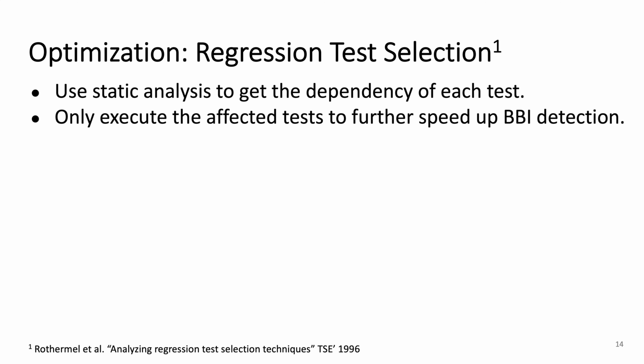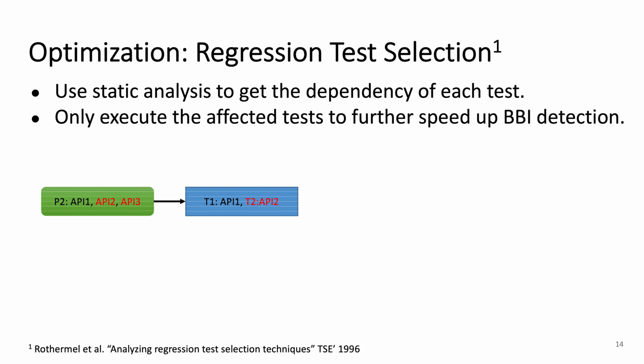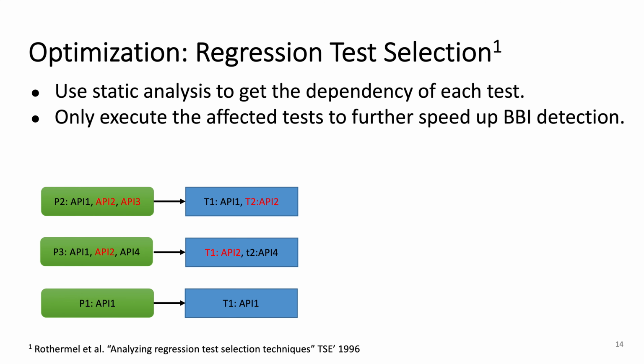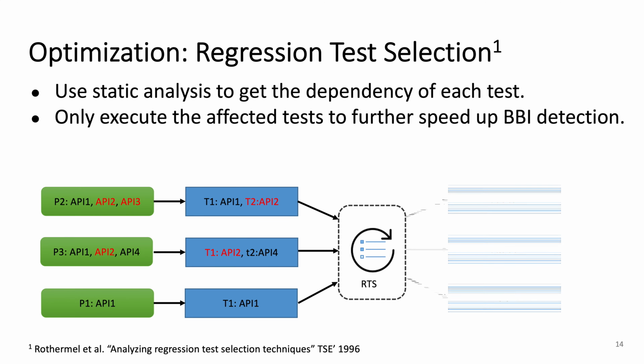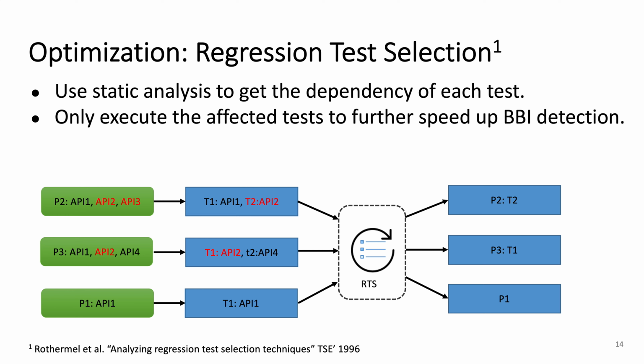Our second optimization is using regression test selection. We use static analysis to get the dependency of each test and only execute the affected tests. We have 3 projects here. After the RTS, we only execute the affected test T2 in P2, T1 in P3, and none of the tests get affected in P1, so none of the tests execute there.